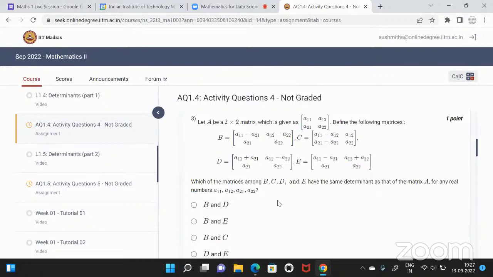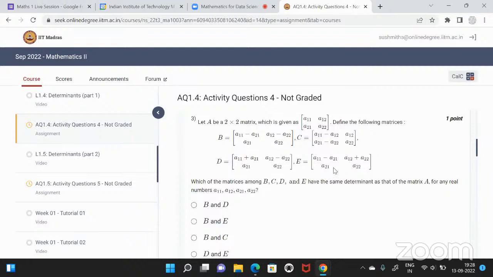Okay, so you have to see what operations you're doing on A to get B, C, D, E and all that. With that you can tell what the answer will be. Now tell me, how are you getting B? R1 minus R2. Yeah, R1 is replaced with R1 minus R2. If you do that, will the determinant change? No, it doesn't change. So the determinants of A and B are the same.